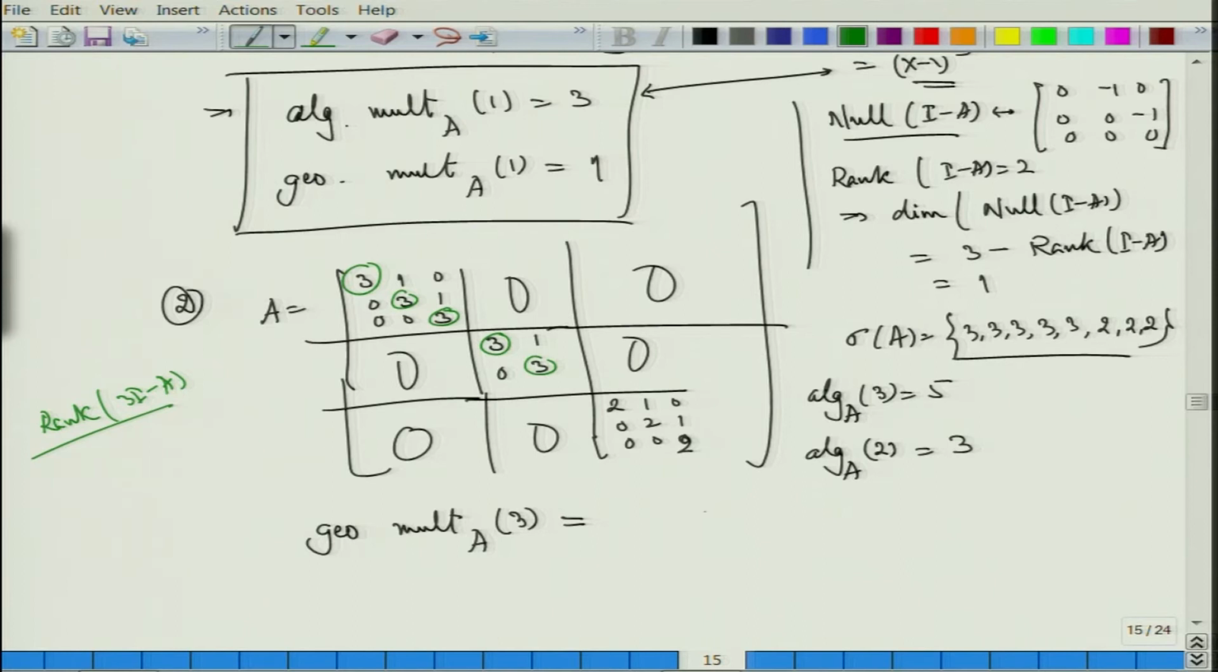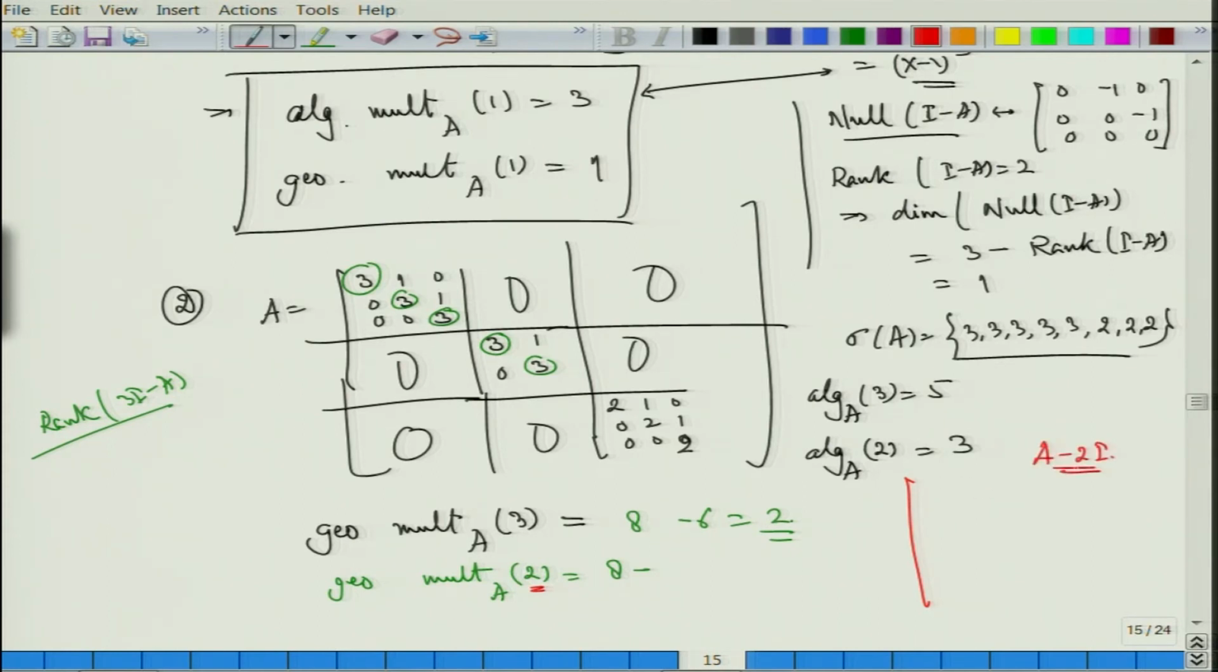What is the size of this matrix? 3 plus 3 is 6, plus 2 is 8. So, 8 minus 6 is 2, alright. So, the geometric multiplicity of 3 is 2. The geometric multiplicity of 2 will be equal to 8 minus the rank, so let me look at A minus 2I.